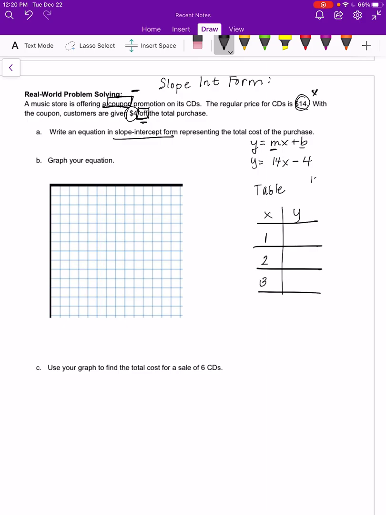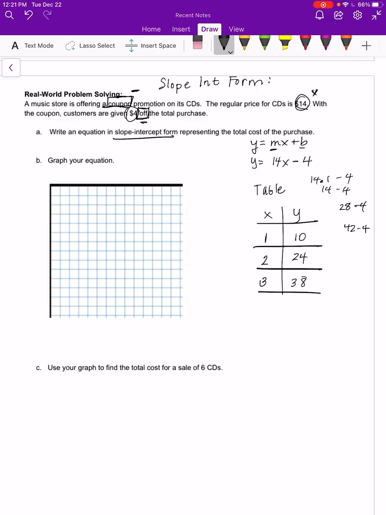So I do 14 times 1 minus 4. So 14 minus 4, my total bill would be $10. 2 CDs. So 2 times 14 is 28. 28 minus 4 is $24 I would pay. 3 CDs. 14 times 3 is 42. So 42 minus 4, which would give you 38. So based on those numbers, you can make your graph.